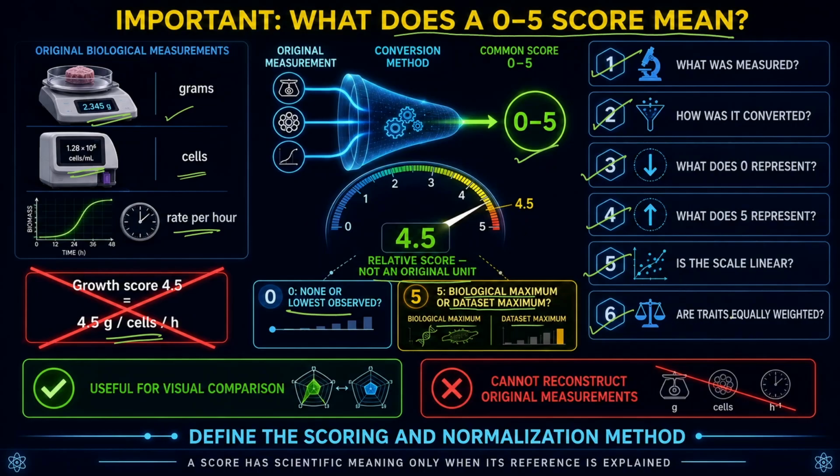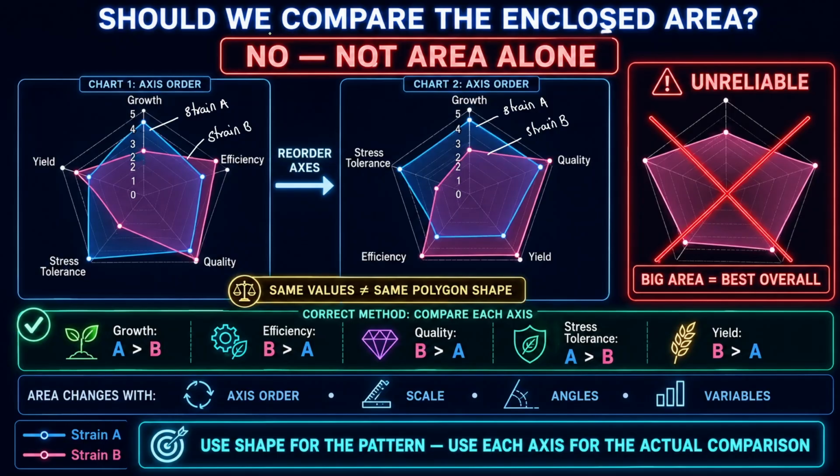So the scoring and normalization method must always be clearly defined. A 0 to 5 score has scientific meaning only when its reference and conversion method are explained. Once we know this information, we can compare the traits correctly without mistaking a relative score for an original biological unit. Now another question is, should we compare the enclosed area?